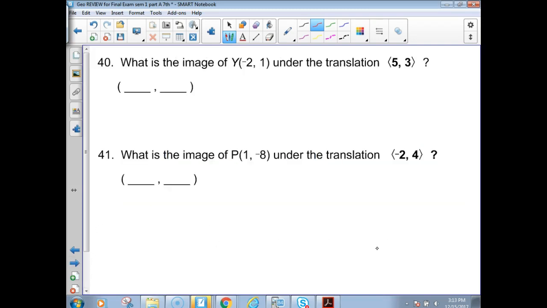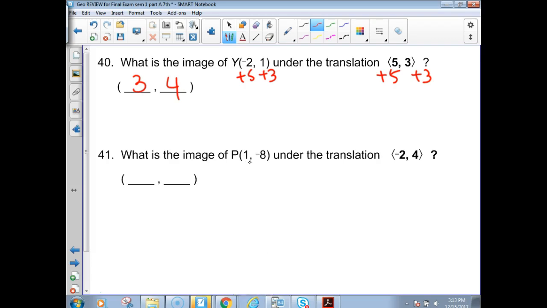40. What's the image of (-2, 1) under a translation of (5, 3)? What that means is go +5, +3. Well, what does that mean? Add 5 and add 3. So -2 + 5 is 3. 1 + 3 is 4. There's your new point.